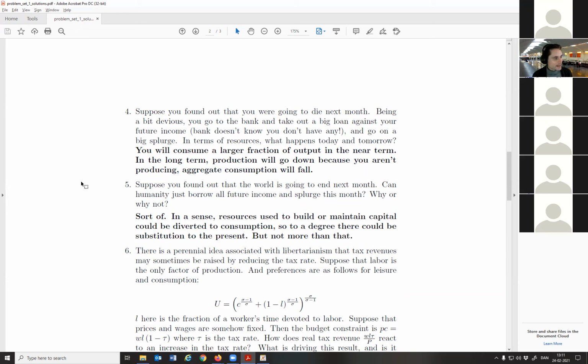Well, it's the same idea as in, I think it was problem two. You're going to consume a larger fraction of output in the near term. In the long term, you'd promise to pay back these people by giving some of your production to your creditors. But they didn't know that you're actually not going to be there. So production goes down, and aggregate consumption in the economy will just have to fall a little bit. Output in the near term doesn't change because you're producing, everybody else is producing. In the next period, you're not there anymore, so output goes down. So you got a bigger share of the same size pie in the first period, and in the second period, the size of the pie gets smaller.